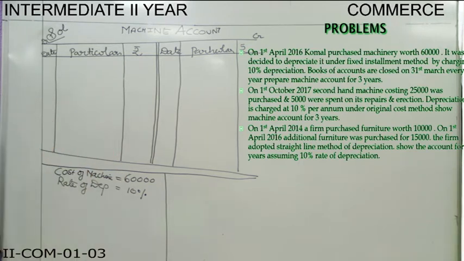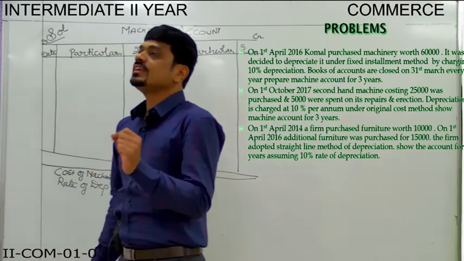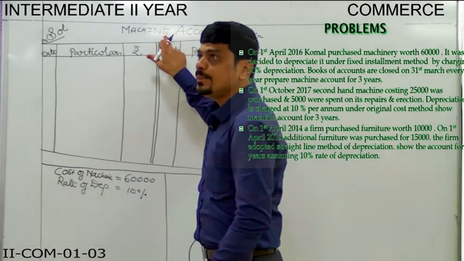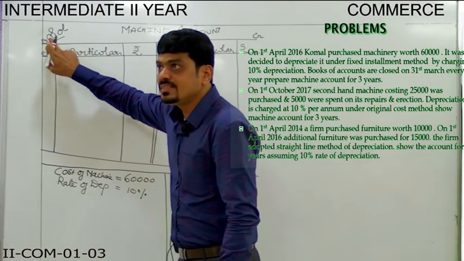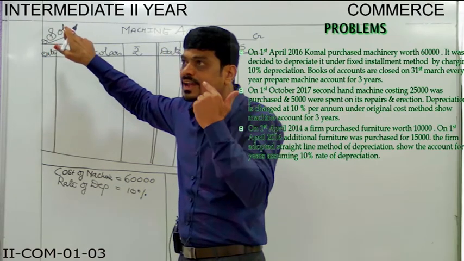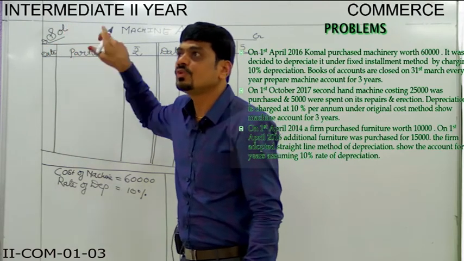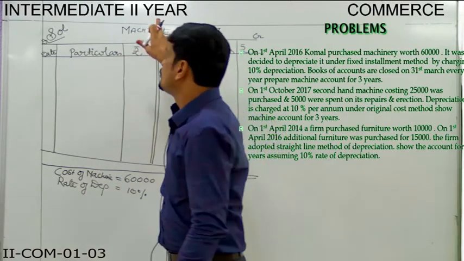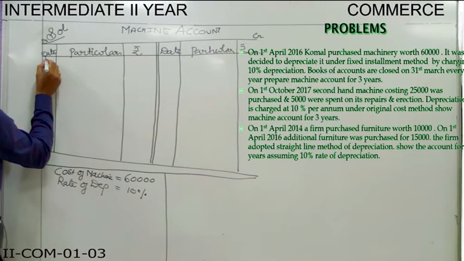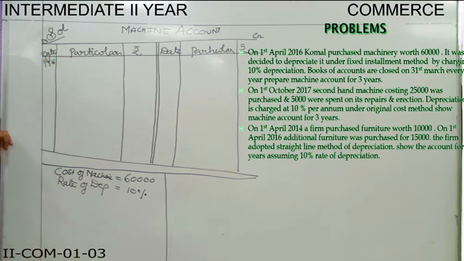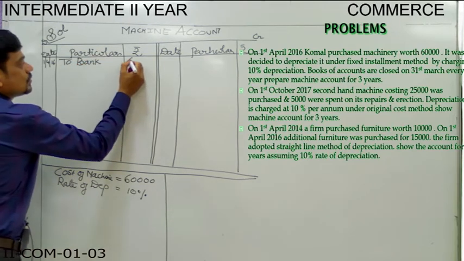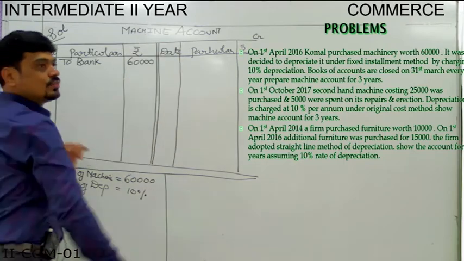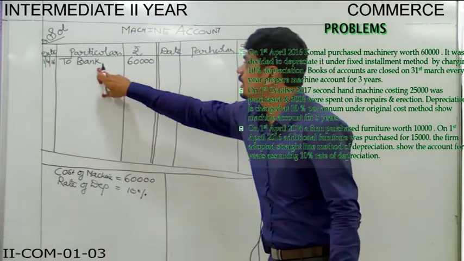Now we are purchasing the asset. What is the entry for purchasing the asset? Asset account debit, that is machine account debit. So machine account, which side? Debit side. We are doing posting. The journal entry we tell in the mind and we'll do the posting. Which account is debited? Machine account. Which date? 1st April 2016. To which account? Either you write bank or cash. Choice is yours. With how much? 60,000. Machine account debit to bank account 60,000.